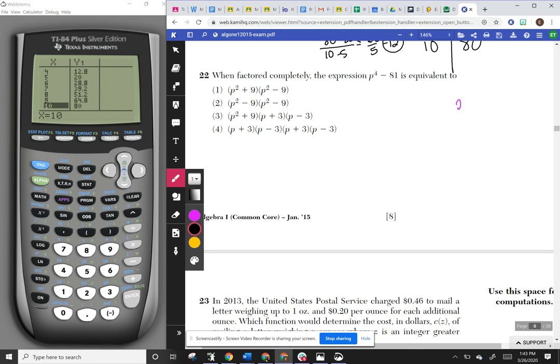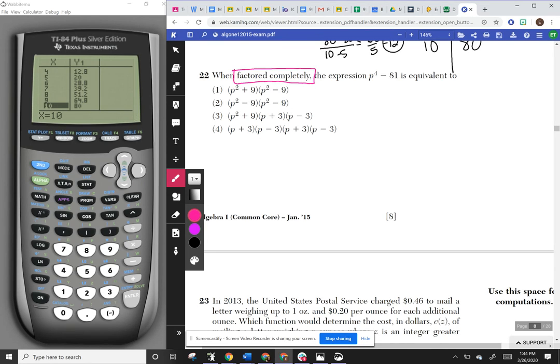22. When factored completely, the expression p to the fourth minus 81 is equivalent to what? Okay, so we can use our graphing calculator here. However, there are going to be at least 2 of these that come up correctly. And the reason why 2 of them are correct, but there's only one right answer, is because it's saying factored completely. So I'm going to do this by hand.